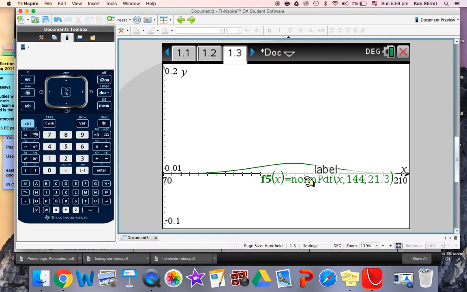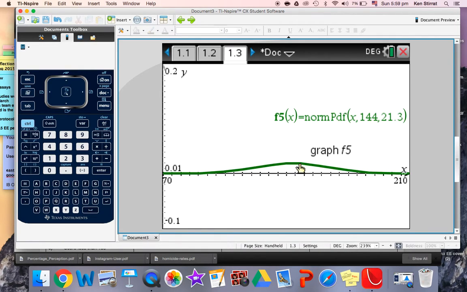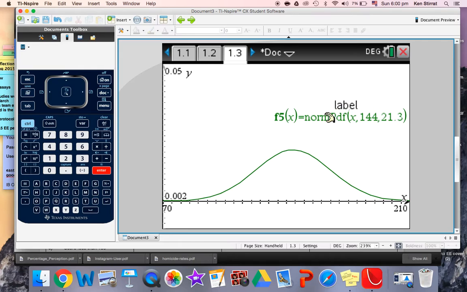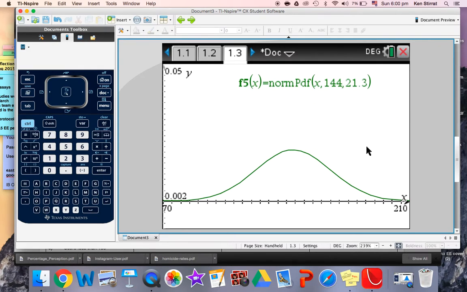Okay. So here's our function that models the percentage of people in certain sections of the IQ score. I'm going to change this now and make it a bit smaller. 0.05. And the bottom number here, negative 0.01.